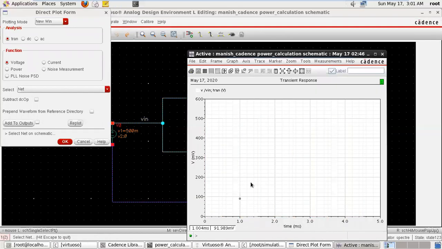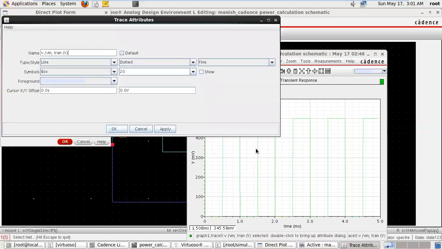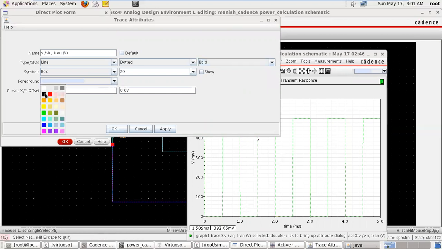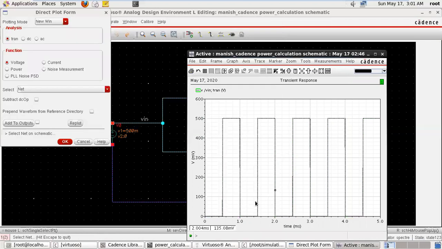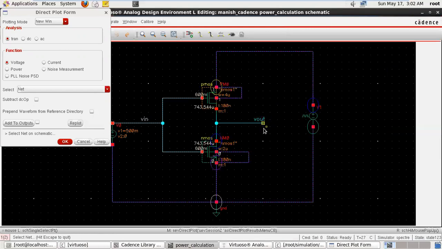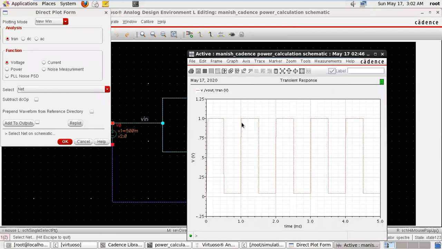So this gives me the input voltage waveform, the black colored one. Okay, so that is the transient voltage, with time in milliseconds. So you can see the closing voltage. Suppose we want to take the output voltage, it represents the transient voltage at the output terminal.